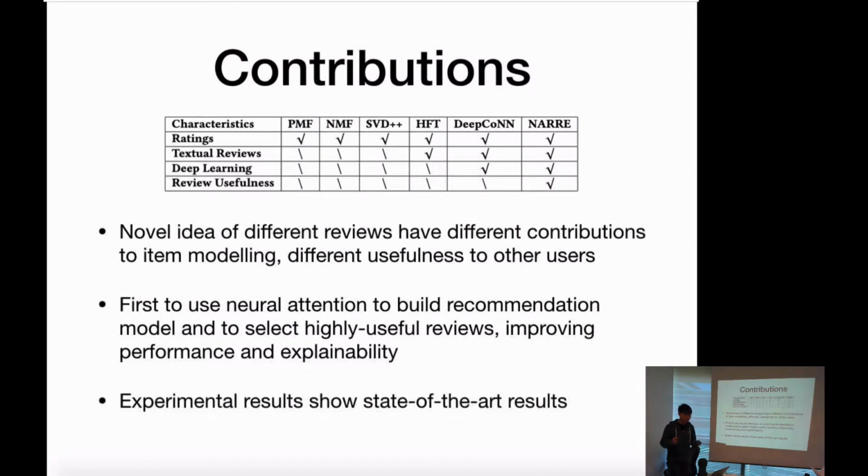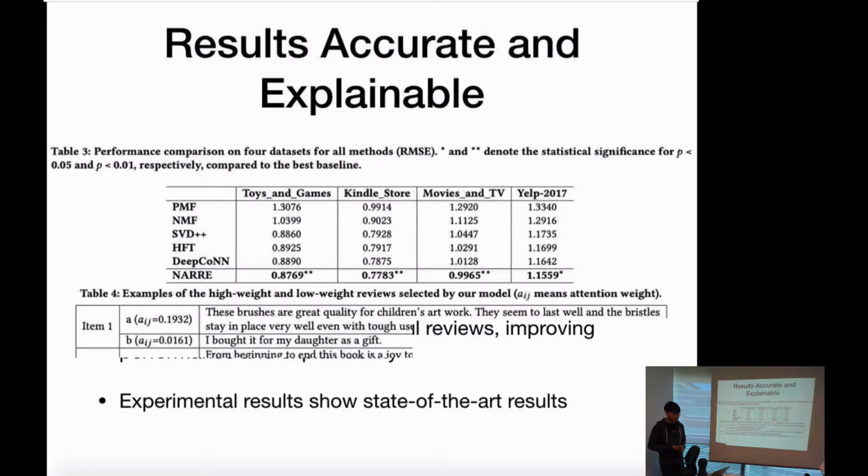And the contributions in this paper, there are 3. You can see here, NARE uses ratings, user ratings, textual reviews, deep learning, and the review usefulness, depending on the attention of the review. So there are 3 contributions. They have the novel idea of different reviews having different usefulness to different users, they use neural attention in building the recommendation model, and finally they achieve state-of-the-art results at that time.